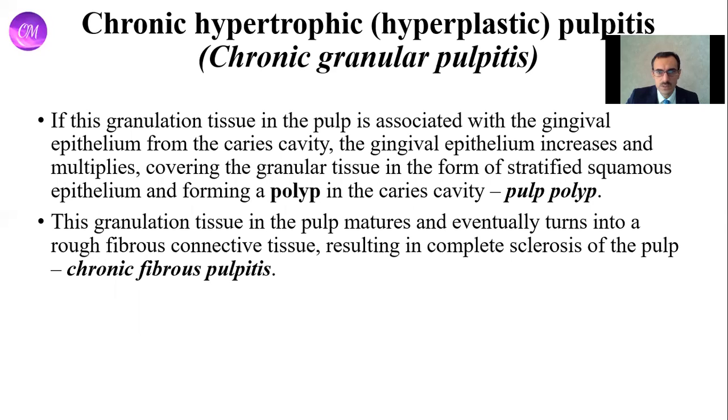If this granulation tissue in the pulp is associated with the gingival epithelium from the caries cavity, the gingival epithelium increases and multiplies, covering the granular tissue in the form of stratified squamous epithelium, and forms a polyp in the caries cavity that we call the pulp polyp. This granulation tissue in the pulp matures and eventually turns into a rough fibrous connective tissue, resulting in complete sclerosis of the pulp, which we call chronic fibrous pulpitis.